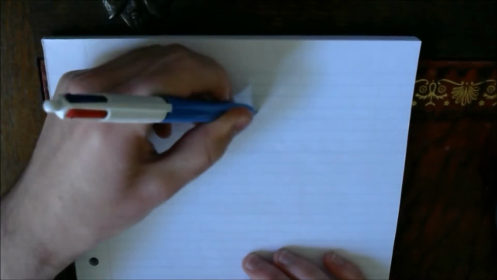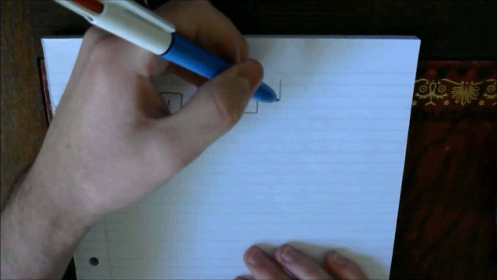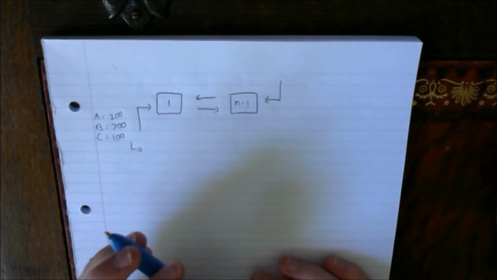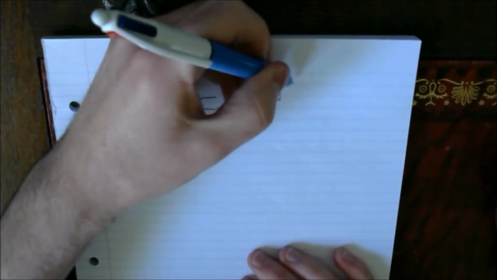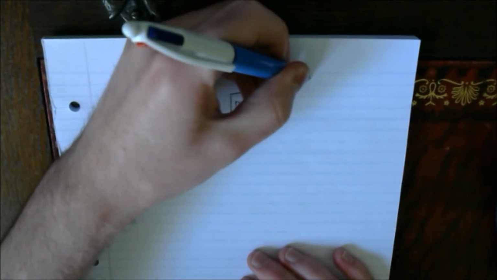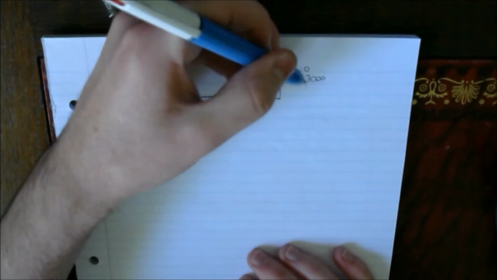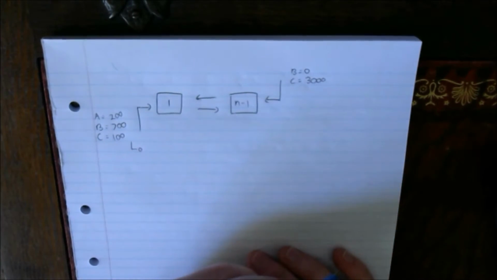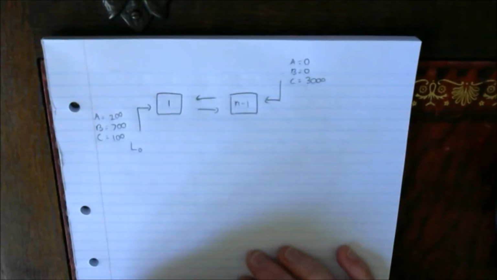Now at the other end of our process, we've got fresh water coming in. And then later on it says for a water flow rate of 3,000 kilograms an hour. So the water flow rate here, C is going to be 3,000. B is 0 because it's an overflow stream. And A will be 0 because we're assuming it's fresh water. So there's no impurities or anything.